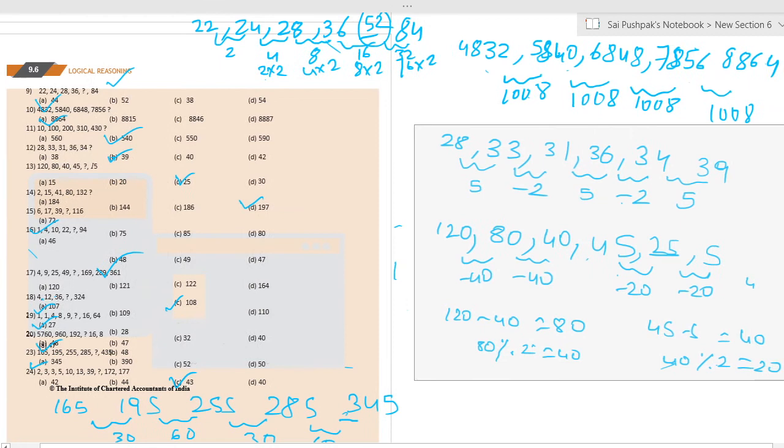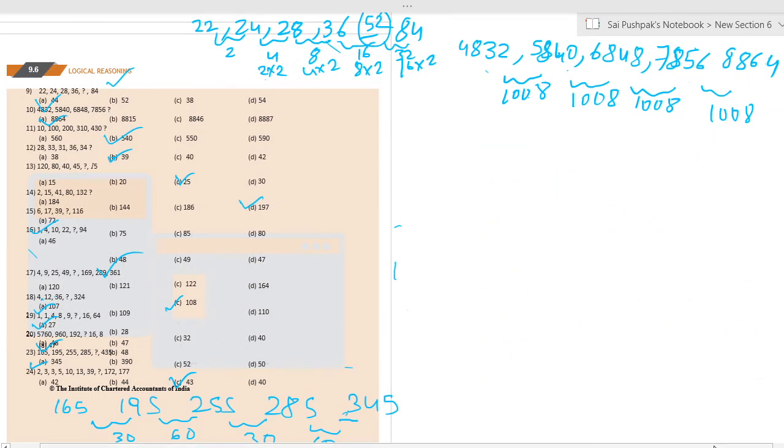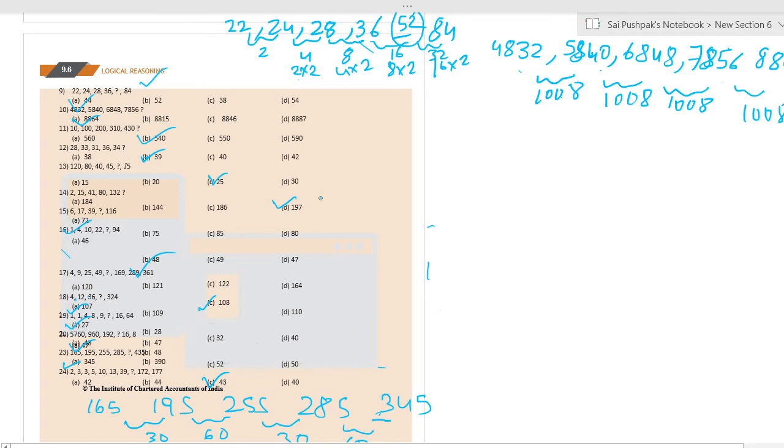Next, 14. Erase all this. 2, 15, 41, 80, 132. Oh my god, there's a big difference here. 14th one, let me solve it. What is the difference between 2 and 15? It is 13. And 15 and 41, it is 26. And here it is 39. Oh my god, I can see something here. And what will be the next one? 52.